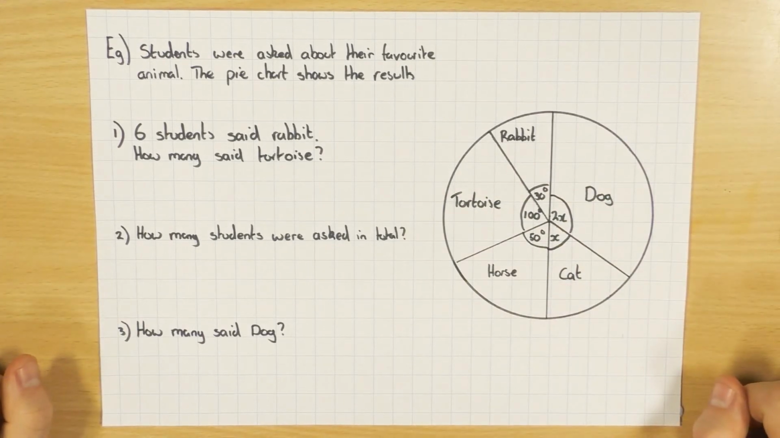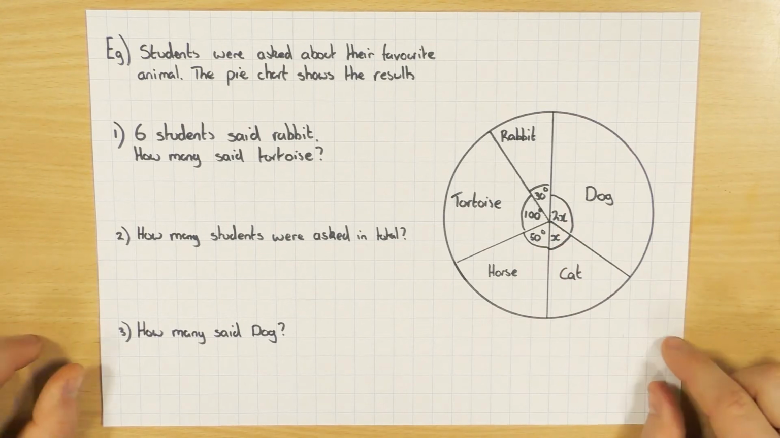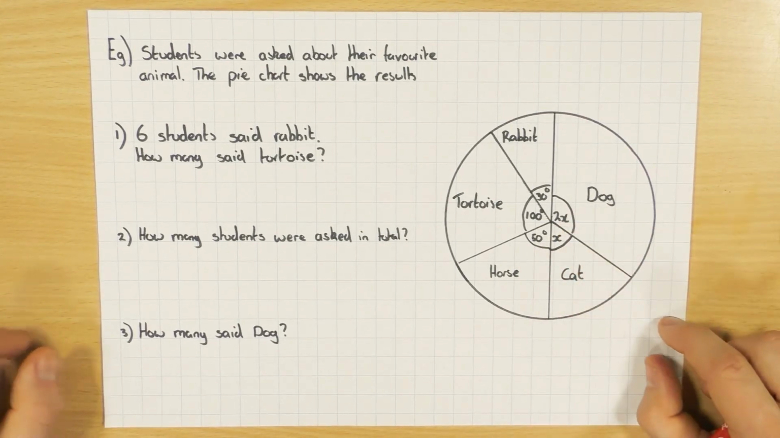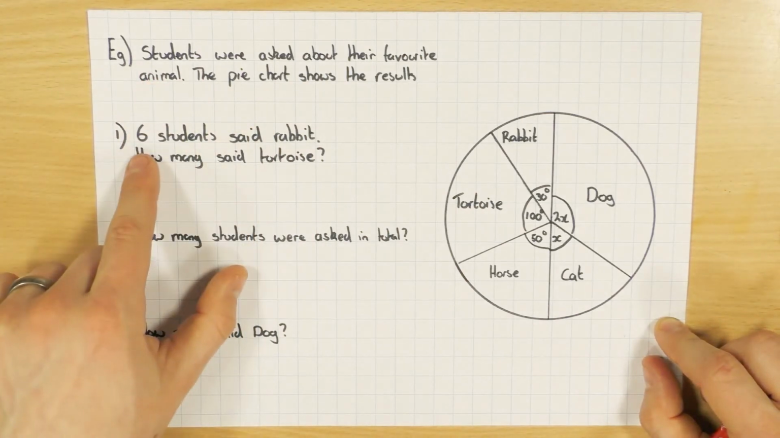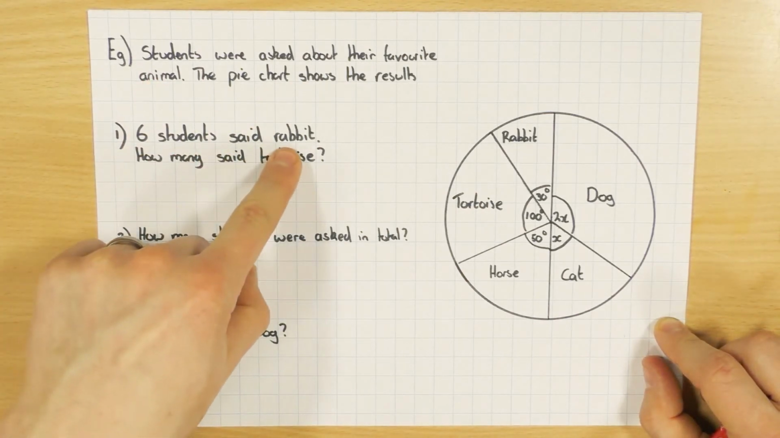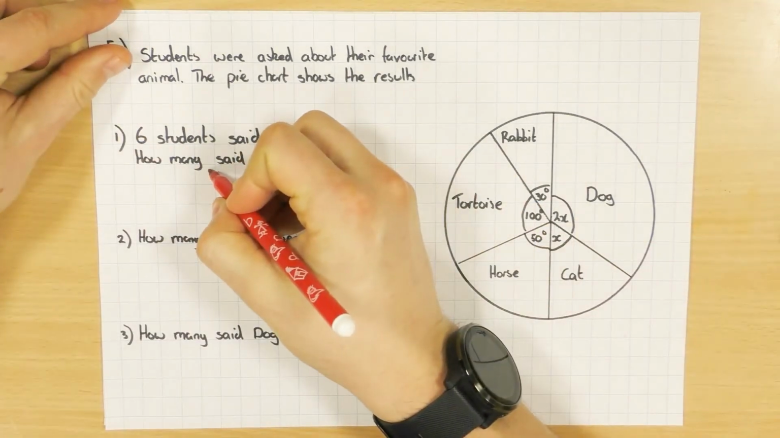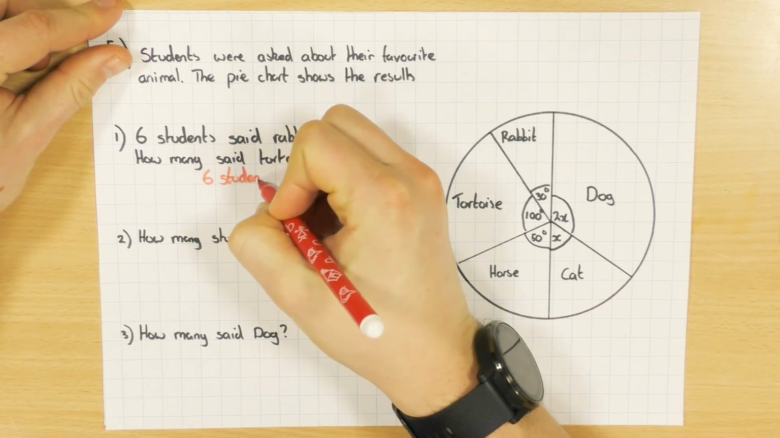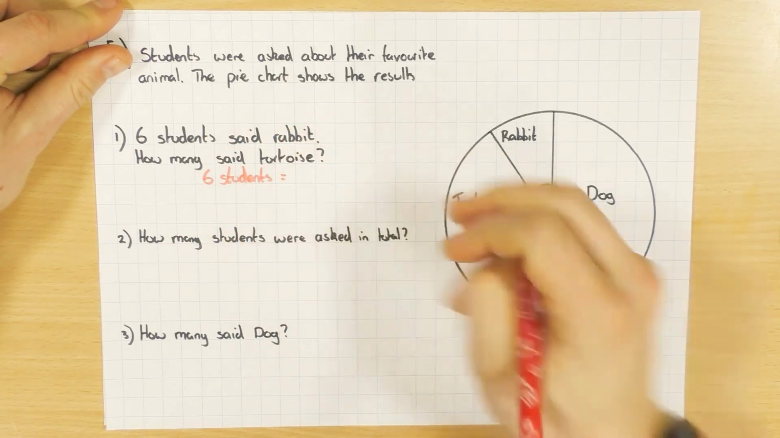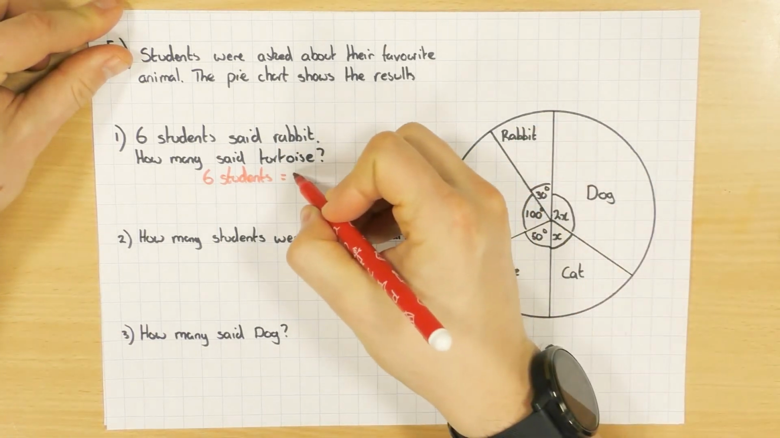Students were asked about their favourite animal this time, and the pie chart shows the results. And I have a 2x and an x here, but we'll come on to that in a minute. We don't know how many students were asked in total. All we're told is that 6 students said that they liked rabbit. Okay, so what we can do is essentially the same trick, but instead of dealing with the total, we say, right, 6 students is equal to 30 degrees, because that's how many students said rabbit.